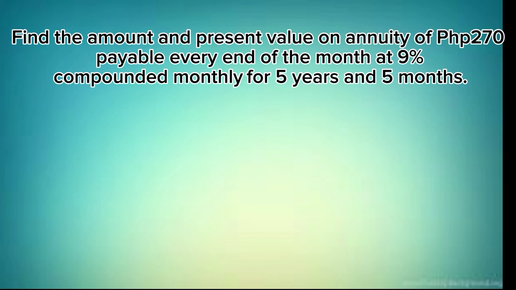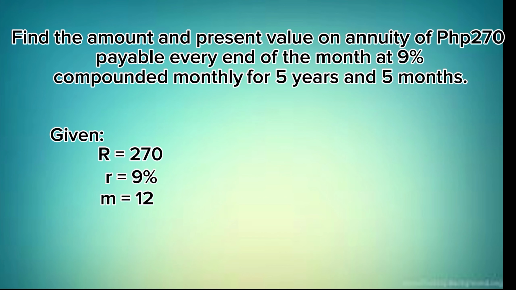Find the amount and present value of an annuity of 270 payable every end of the month at 9% compounded monthly for 5 years and 5 months. So we are going to identify the given in our problem. So we have here R, which is the periodic payment of 270. We have our rate, which is 9%.